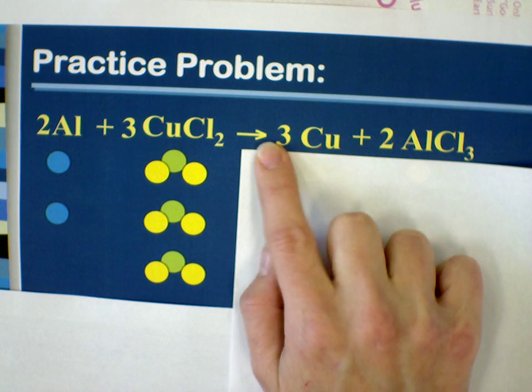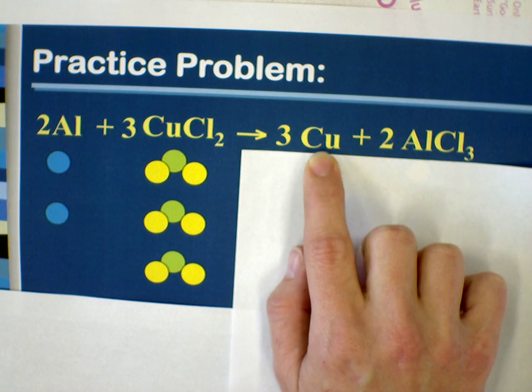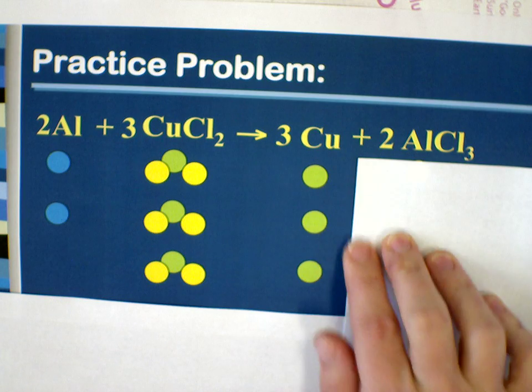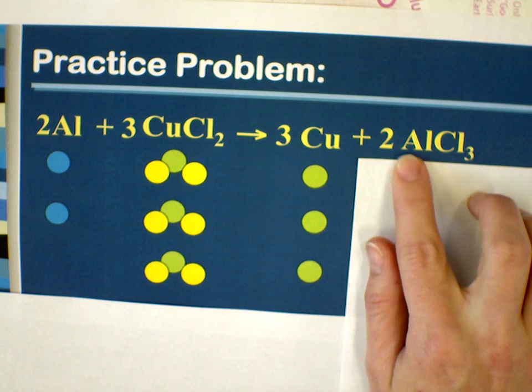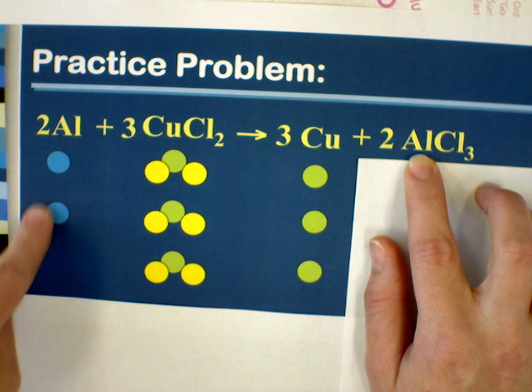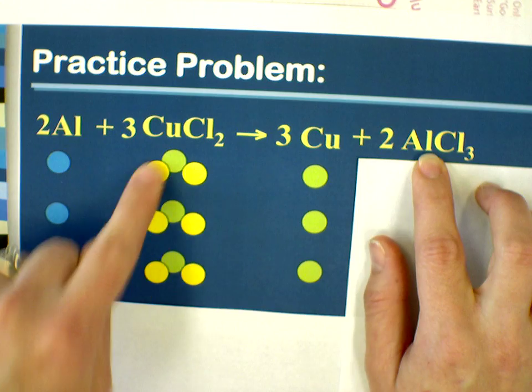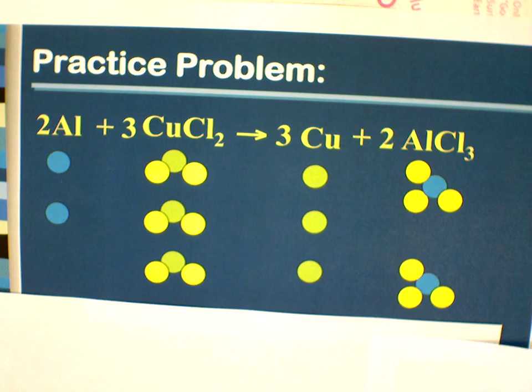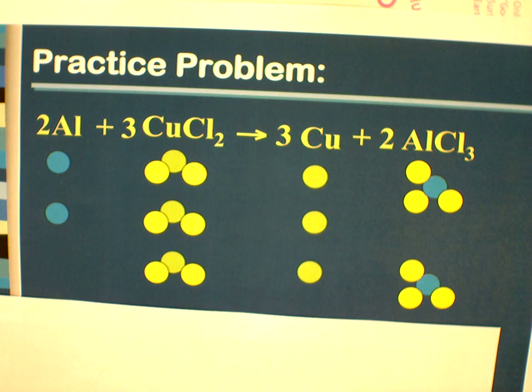When the reaction proceeds and I end up with 3 copper atoms by themselves, I'm going to take that green copper atom and list them by themselves. And I'm going to take my aluminum chloride, and I'm going to have my 2 aluminum blue atoms, each with 3 of the yellow atoms. So there it is. Aluminum chloride and copper are the products of that reaction.